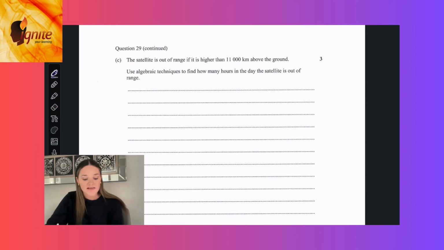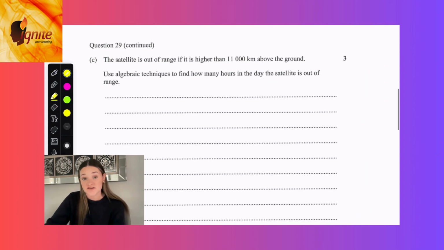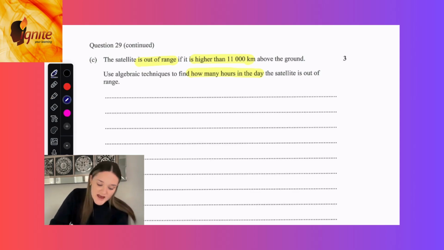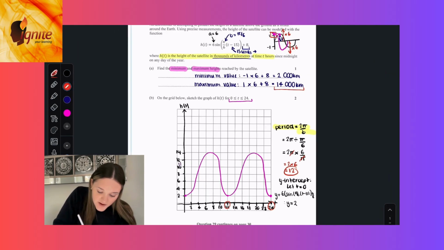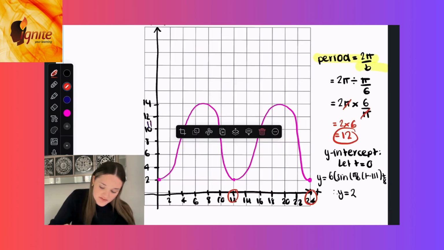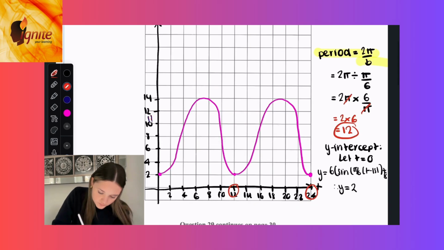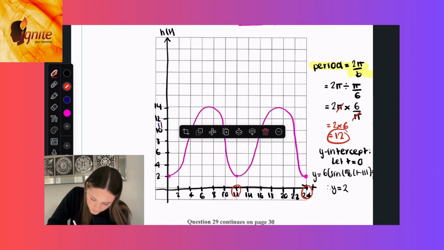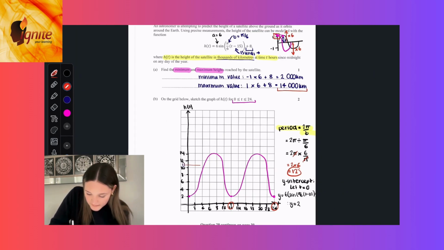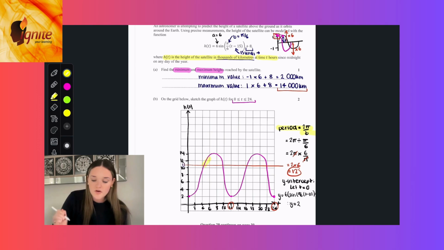So for part C, we have that the satellite is out of range if it's higher than 11,000 kilometers above the ground. So we need to use algebraic techniques to find how many hours in the day the satellite is out of range. If we refer back to the graph that we just drew, we're trying to find out for how long this function is above this line where the height is 11,000 kilometers. Like that. So we're trying to find the total length of these highlighted parts here in terms of t, because we're solving for t here.